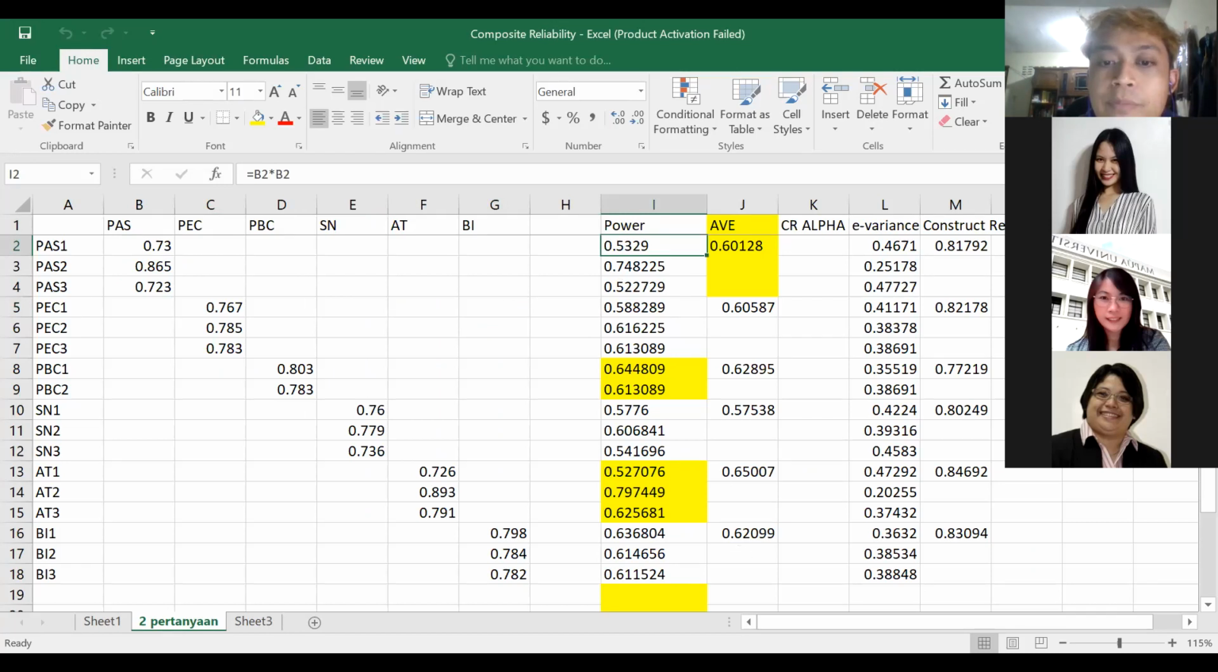And lastly, the error variance, which is 1 minus this one. You have to edit it one by one. This is divided by the average of the squared loadings. And then the error variance is 1 minus this one, 1 minus this one, 1 minus this one. This is the error variance, and then we have the composite reliability.